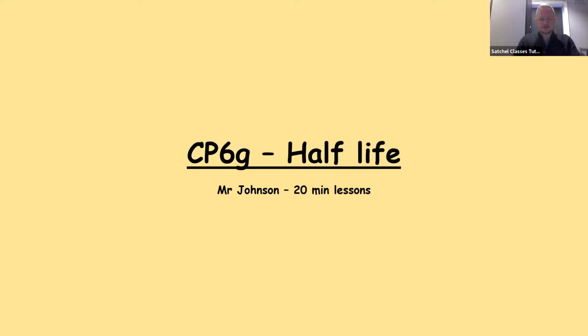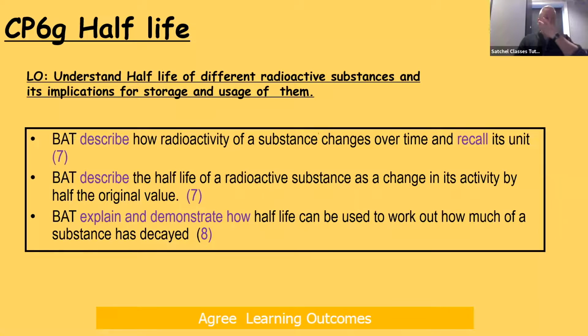Like I said, this is one of our lessons on the GCSE physics topic for radioactivity, and let's get started. By the end of this, you should be able to understand half-life of different radioactive sources and its implications for storage and usage of those sources. Starting off with how we can describe how radioactivity of a substance changes over time and recall the unit that we use for radioactive count.